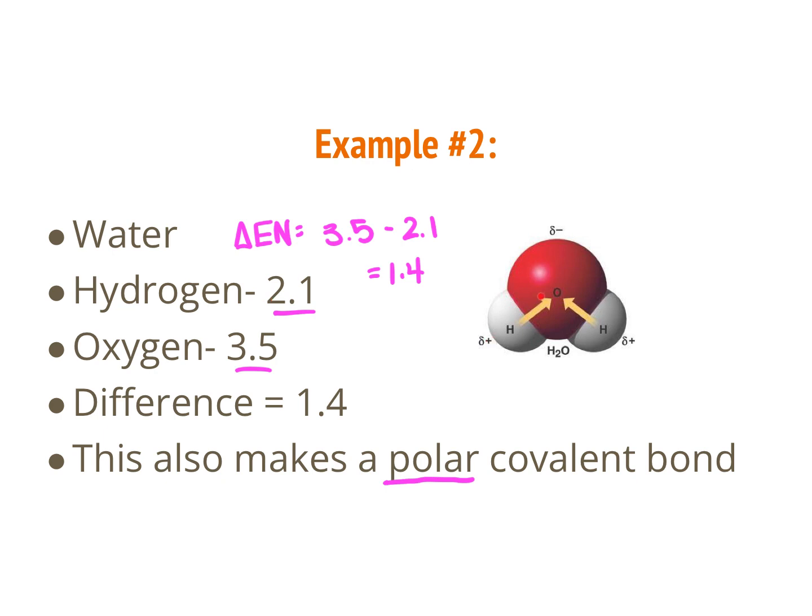So one of these bonds is polar. We could do the same thing for this bond, and since they're the same atoms, we get the same value. So again, oxygen is negative, hydrogen is positive.